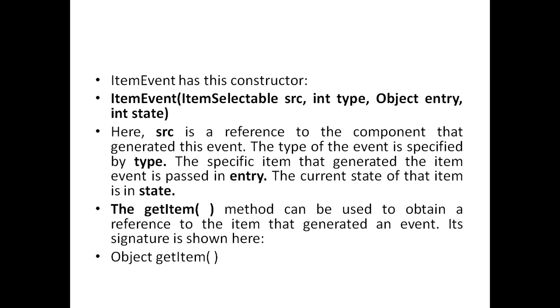Then it has a constructor which takes 4 parameters: source, type, entry, and state, where source is a reference to the component that generated this event. The type of the event is specified by the type. The specific item that generated the ItemEvent is passed in entry, and the current state of that item is stored in state. The getItem method can be used to obtain a reference to the item that generated an event. Its signature is like this: Object getItem.